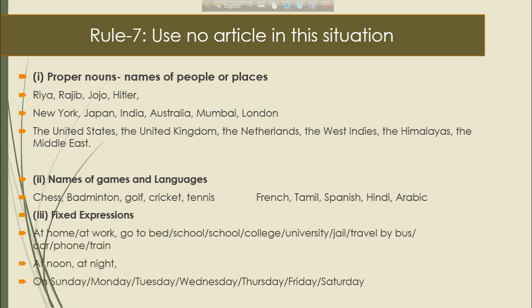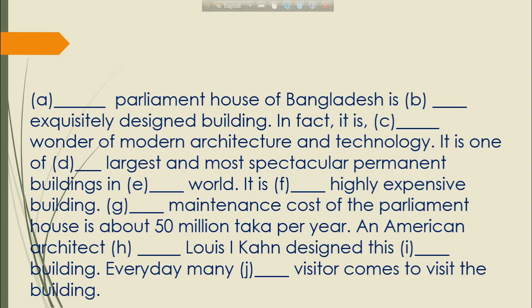We usually don't use articles before fixed expressions. You have some expressions here, like at home, at work, go to bed, school, and so on. At noon, at night. We also don't use articles before days, for example, on Sunday, on Monday, and so on.